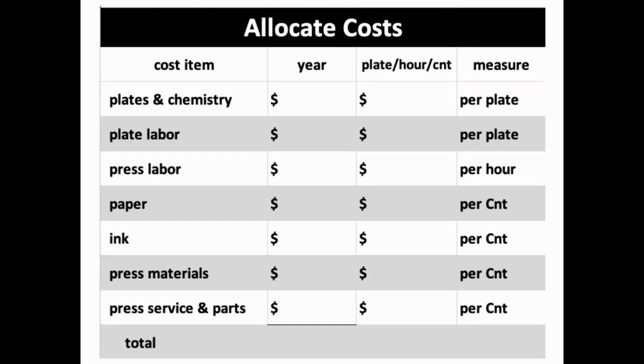Here's where things start to come together. These calculations are inserted into each row of your job data. For example, for plates and chemistry, we have the total for the year and what your plate costs are. We divide by the plates used for the job and get the cost per plate. We can adjust the figures for plates that are rehung. This same logic is applied to each cost item to allocate costs across the job.